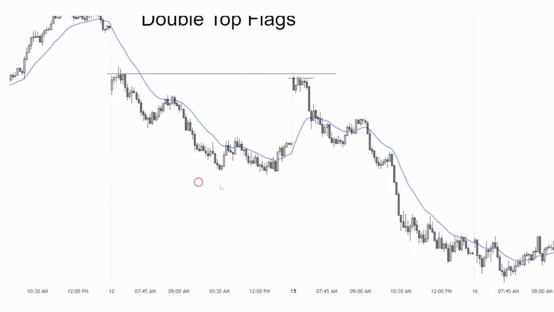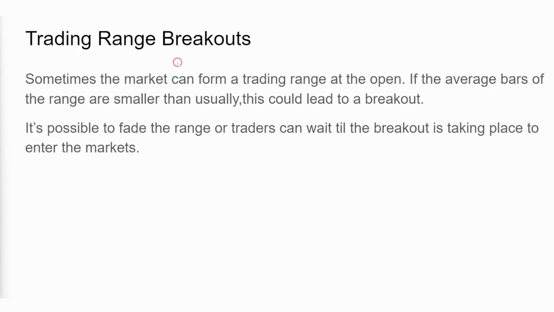I think this was a really good example of fractal price action, how double tops work on a bigger time frame and the 5-minute chart. Trading range breakouts. Sometimes the market can form a trading range at the open. If the average bars of the range are smaller than usual, this could lead to a breakout. It's possible to fade the range, or traders can wait till the breakout is taking place to enter the markets.